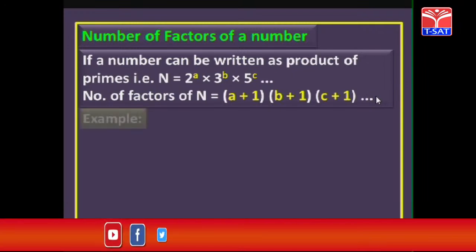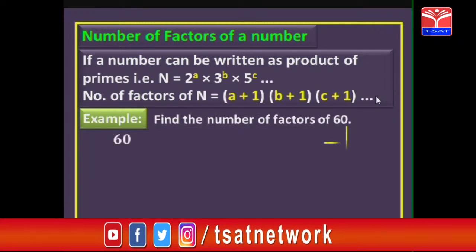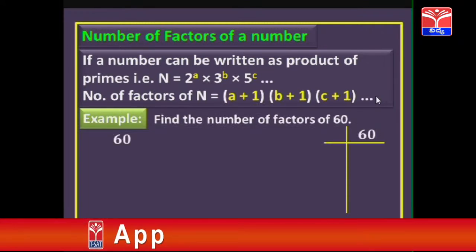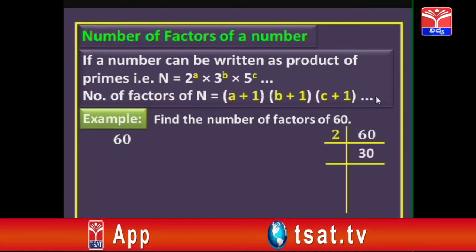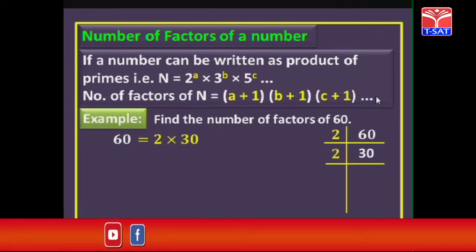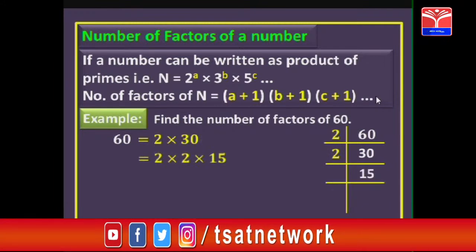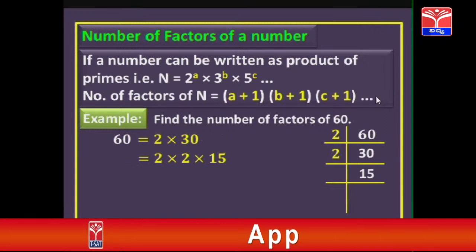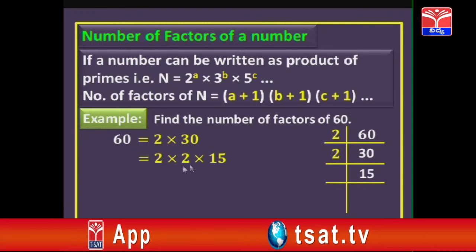So, let us take one example to understand this concept clearly, children. Find the number of factors of 60. Consider 60. Now, let us factorize this. We are going to do prime factorization. The first prime is 2, it goes 30 times. So, I will write 60 as 2 into 30. Then again 30 is divisible by 2, the same prime factor, 2. It goes 15 times. So, I write it as 2 into 2 into 15. This 2 remains the same, whereas 30 is written as 2 into 15.